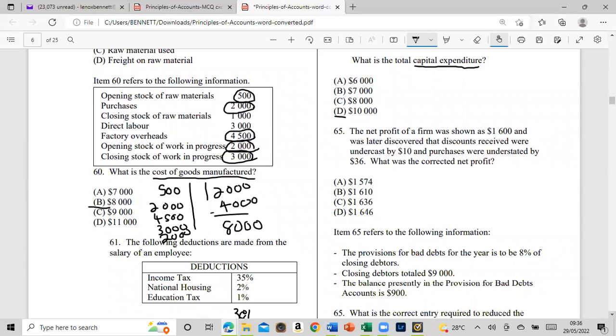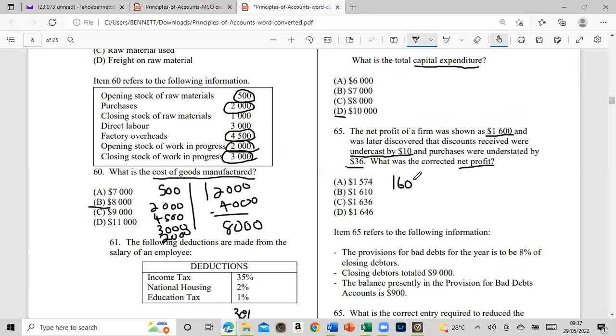All right, so let's move on to 65. The net profit of a firm was shown as $1,600 and was later discovered that the discount received were undercast by $10. So let me just underline these key things. We have not watched part 1 and them, right? And was later discovered that discounts were undercast by $10 and purchases were understated by $36. What was the correct net profit, right? So let us just check out that.